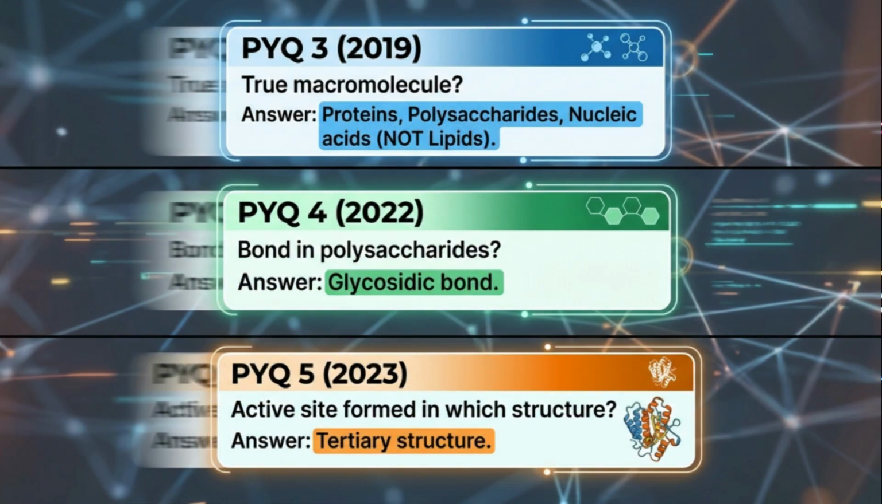Rapid fire for the last 3. Which is not a true macromolecule? 3, 2, 1. Lipids. What bond links monosaccharides in a polysaccharide? 3, 2, 1. A glycosidic bond. And which protein structure is necessary for the biological activity of enzymes? 3, 2, 1. The 3D folded tertiary structure.